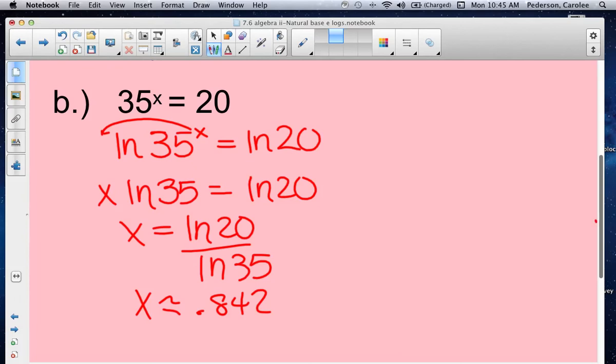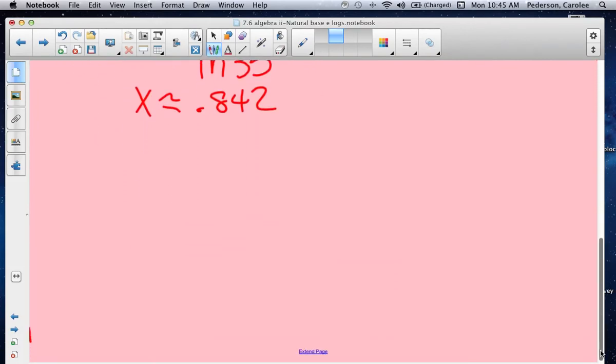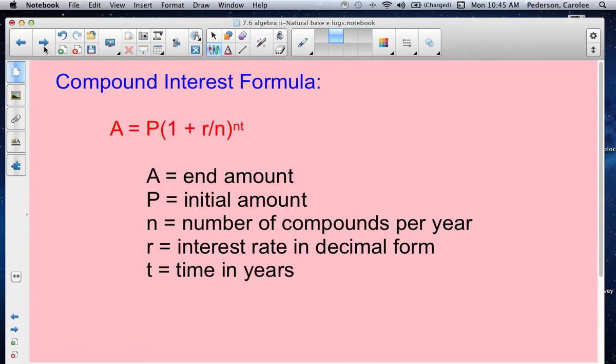Again, substitute these values back into the original equation and check to see, do you get the correct answer? I'm going to stop the slide here.